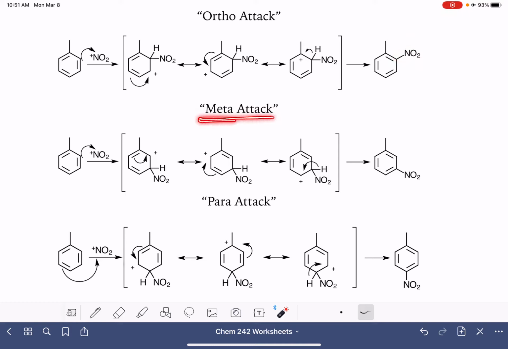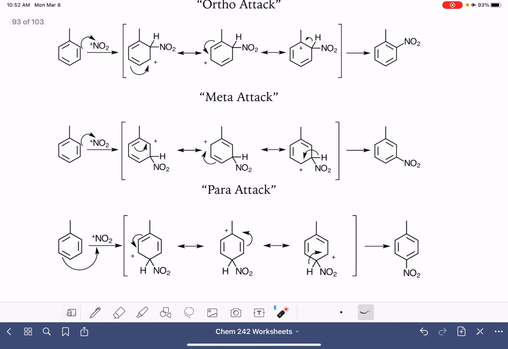For the meta reaction, we want to consider the possibility of putting the nitro group in one of the meta positions. So for this mechanism, we could use either this double bond right here because it is associated with this meta position, or we could use this double bond right here because it is associated with this meta position. I'm choosing to use this double bond. Again, same mechanism. We're putting the nitro group in the meta position. We've got all of our sigma complexes, and then there's our product.